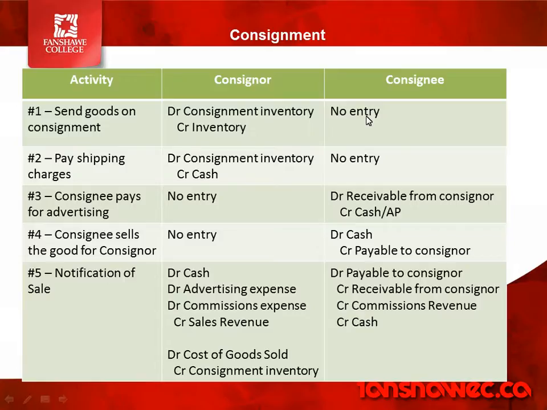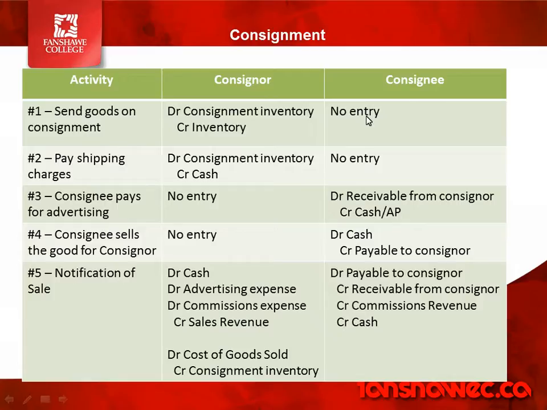So if we look at the consignee first, right? Because they're going to be the ones sending the notification back to the consignor. They're going to do a journal entry to clear a couple of things out, right? The first is they want to clear out this payable to the consignor. They said they collected $10,000 on our behalf.